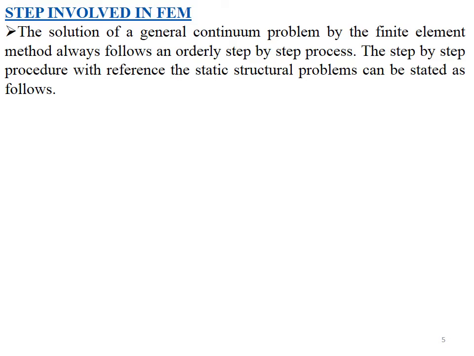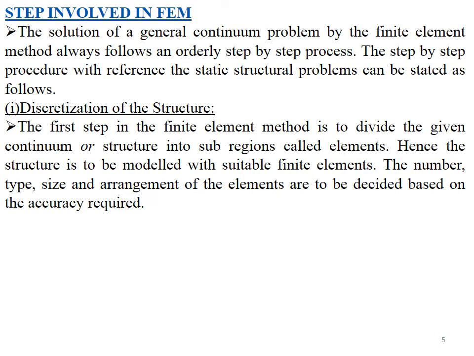Steps involved in FEM. What are all the steps that are involved in this finite element method? The solution of a general continuum problem by the finite element method always follows an orderly step-by-step process. The step-by-step process with reference to static structural problems can be stated as follows. So keeping a static structural problem as a reference, these are the steps that are followed in the finite element method. First one is discretization of the structure, meaning we will be dividing the given structure into elements. The first step of the finite element method is to divide the given continuum or structure into subregions called elements. Hence, the structure is to be modeled with suitable finite elements. The number, type, size, and arrangement of the elements are to be decided based on the accuracy required.